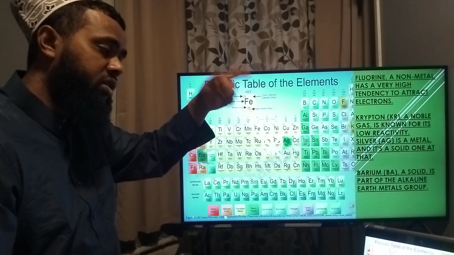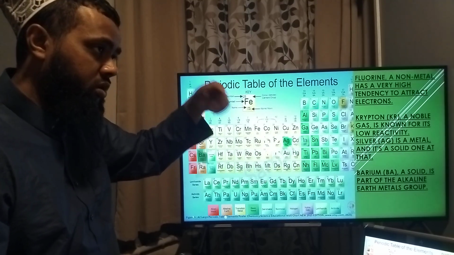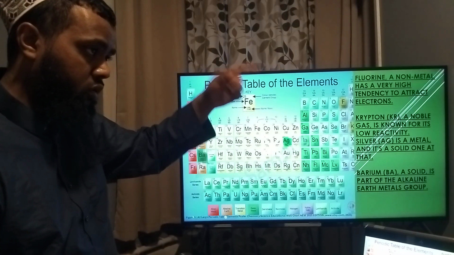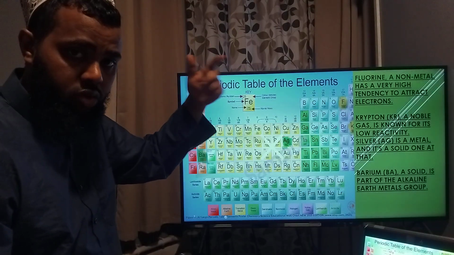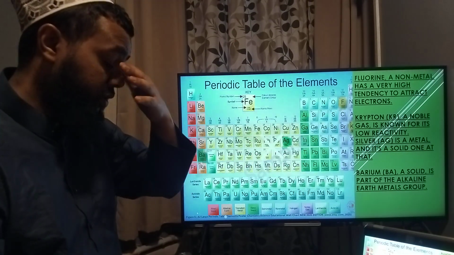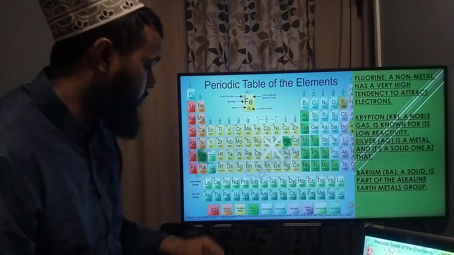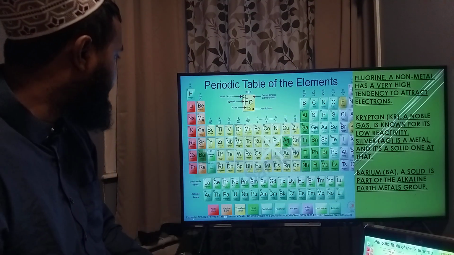We have shells or energy levels around the center of the atom. The electrons orbit on those levels or shells. So the outermost shell either likes to give or to attract the electron.